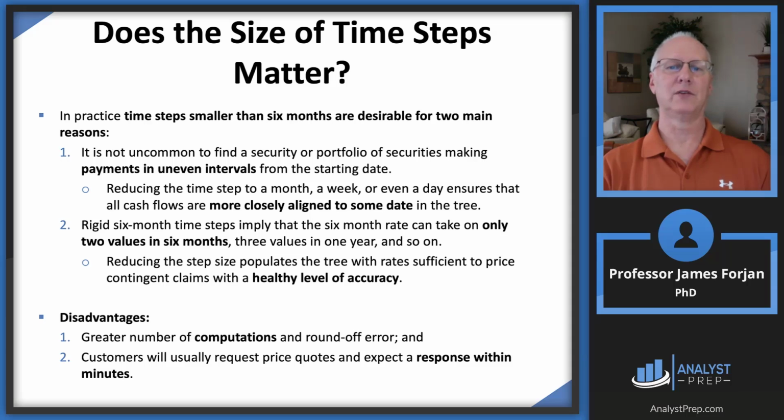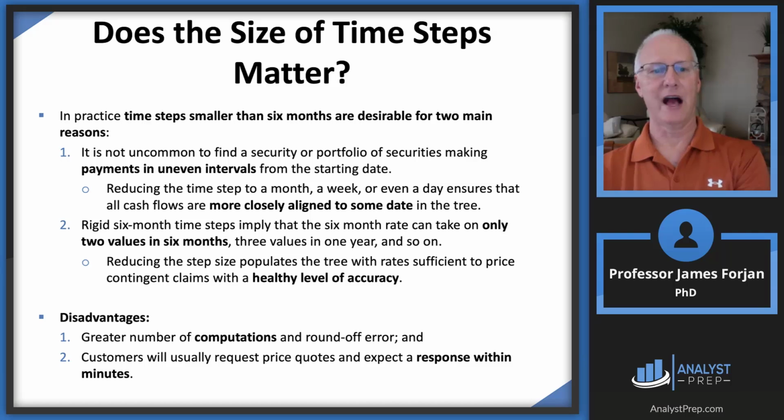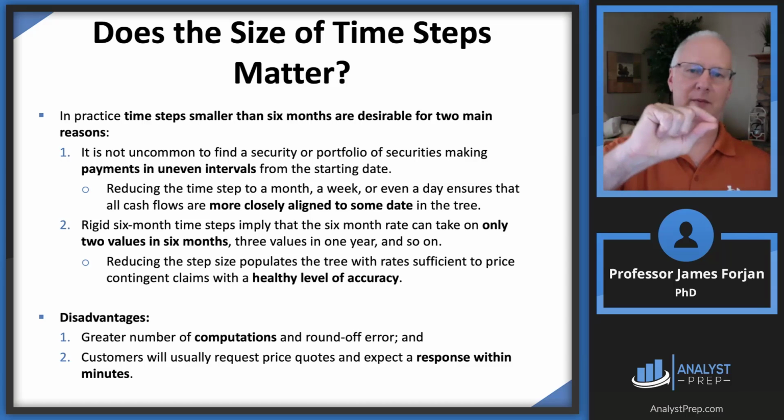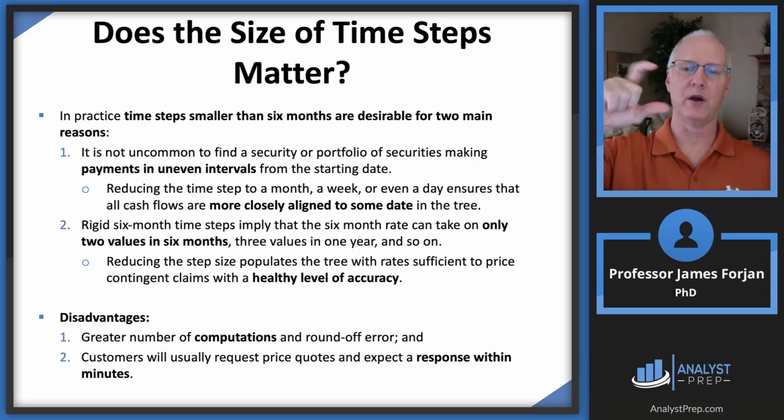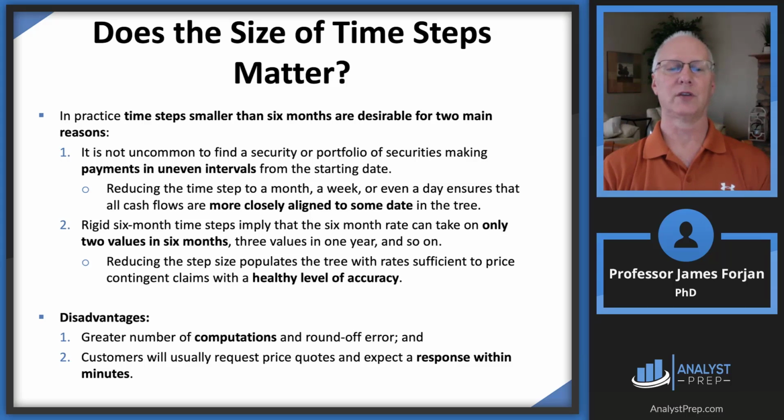It's not uncommon to find a security or a portfolio of securities that make payments in uneven intervals from the starting date. You could have a portfolio of 3 bonds and they might pay interest every 6 months, but you might be getting a coupon payment every 2 months. One bond, then the next bond, then the next bond. The rigidity of 6-month steps means that you can only value those things in 6-month intervals. So think about this, you have the node and then you have these 2 nodes up here.